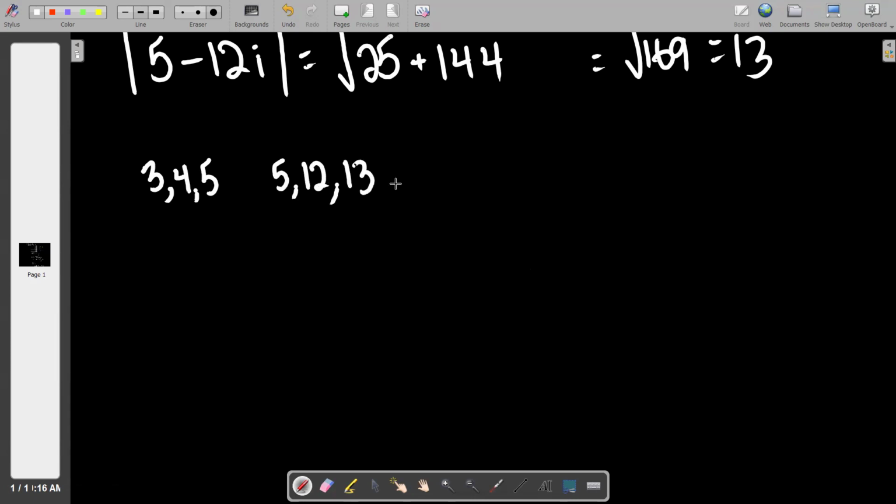Do any of you by chance from last year remember any more triples? There's two more that for me always come to mind. They're useful. They're like little time savers. Another one that you might recognize is 8, 15, 17. Those three numbers together perfectly make a right triangle. And the only other one that ever really comes to mind, and there are infinitely many of these, but 7, 24, 25 is another Pythagorean triple.